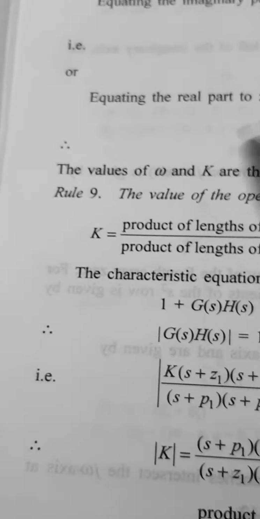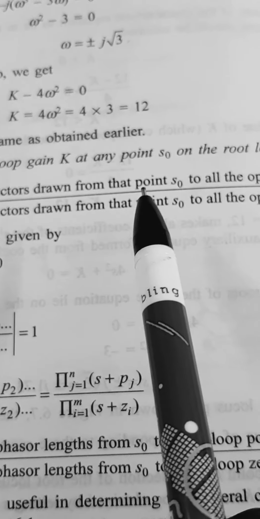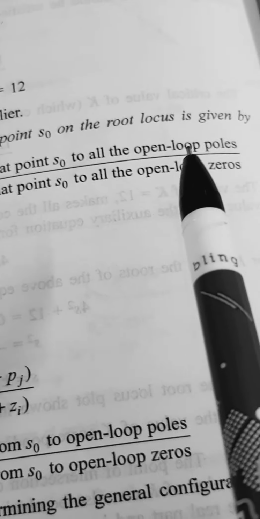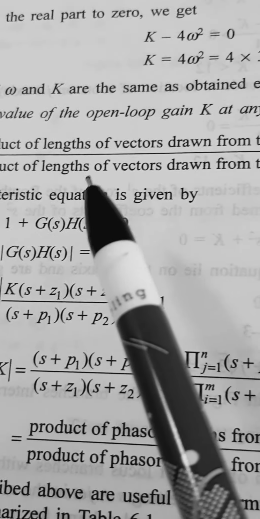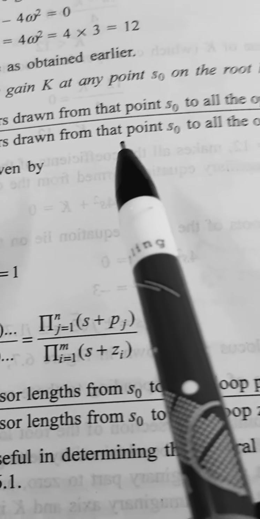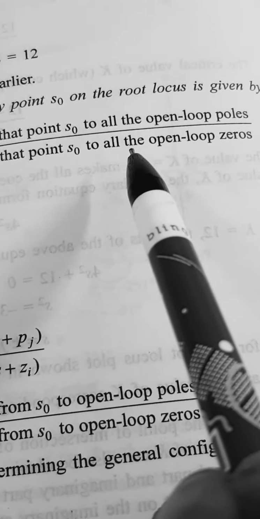Now the last rule, rule number 9: the value of open loop gain k at any point S0 on the root locus is given by the product of the lengths of vectors drawn from that point S0 to all the open loop poles, divided by the product of the lengths of vectors drawn from the point S0 to all the open loop zeros.